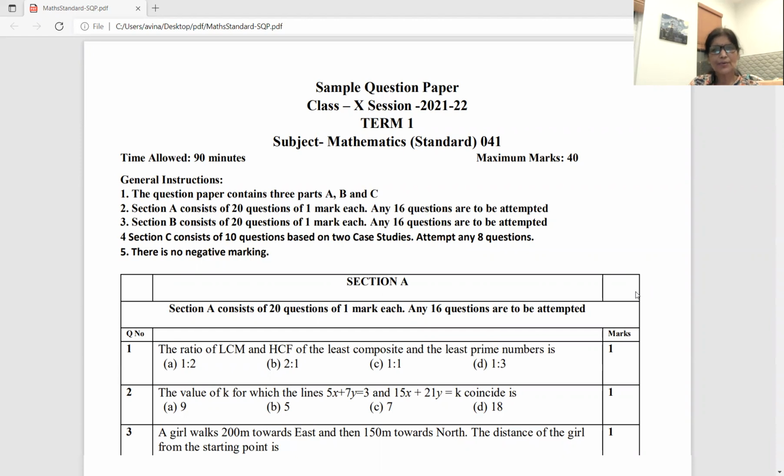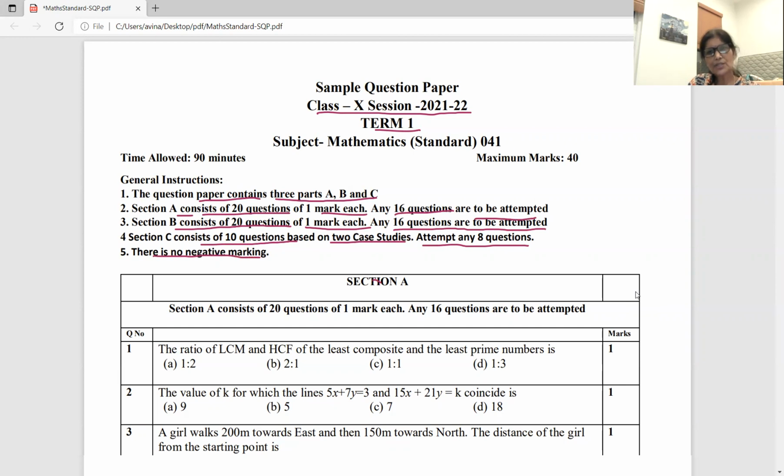This is the sample paper for class 10, session 2021-22, term 1. The question paper contains three parts, A, B, C. Section A contains 20 questions, 1 mark each, and 16 questions are to be attempted. Section B, 20 questions, 1 mark each, any 16 questions are to be attempted. Section C consists of 10 questions based on 2 case studies, and any 8 questions are to be attempted. There is no negative marking.